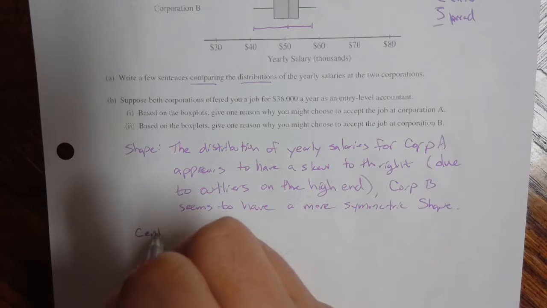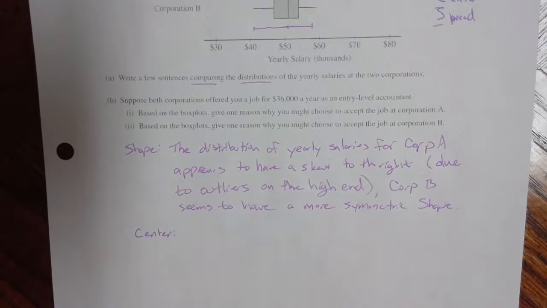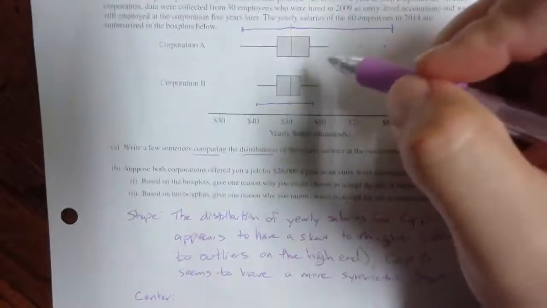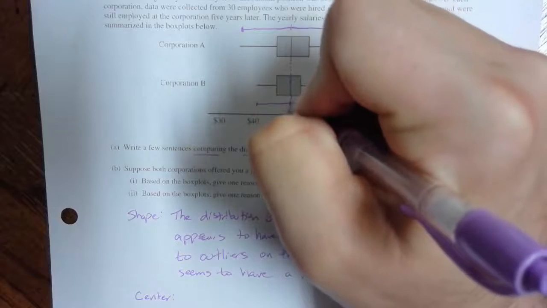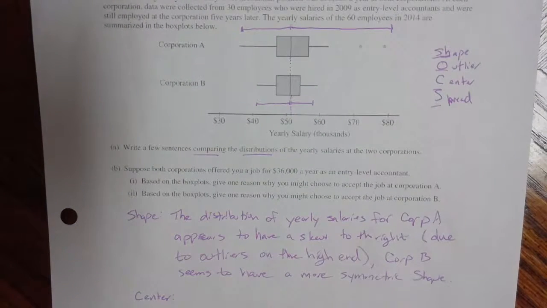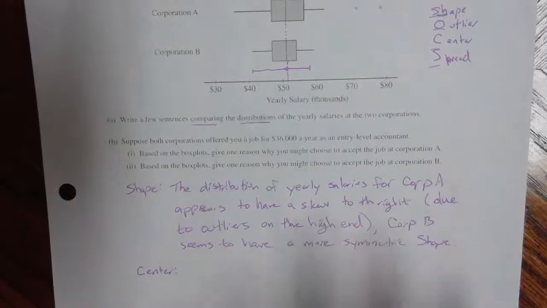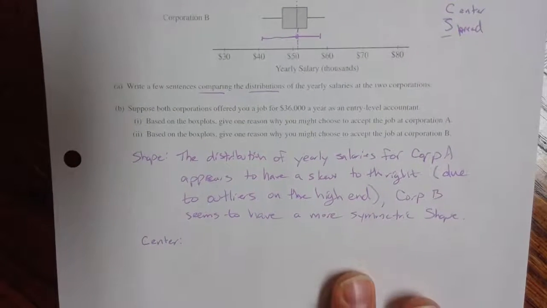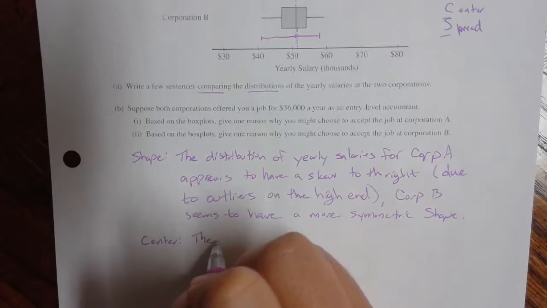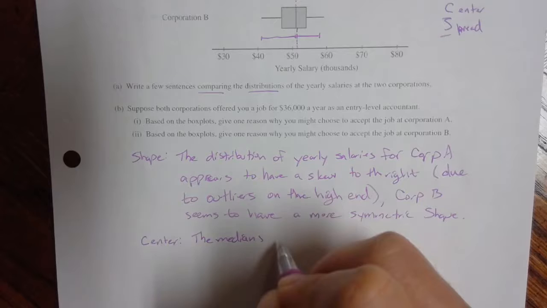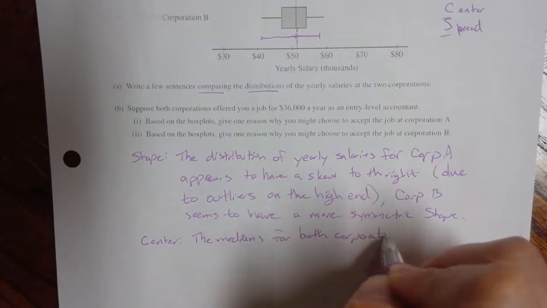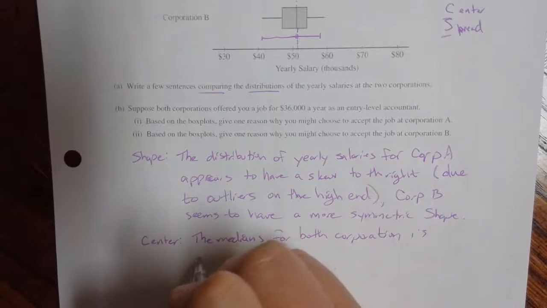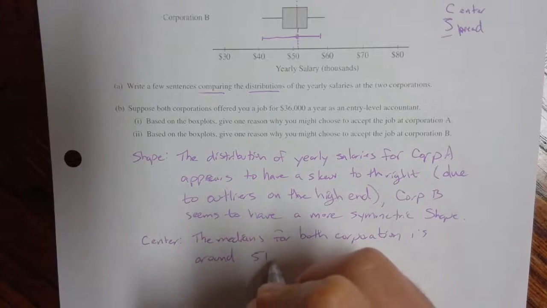center. With this particular case, median is definitely a good one to go with. We have the median right in front of us, and we even can estimate the value here. It looks like they're the same, just over 50,000. And what I'm just going to write, I'm going to give an estimate. If I can easily get one, I'll do that. If I can't, then I'm going to be vague with it. So I'm going to say the medians for both corporations is around $51,000.